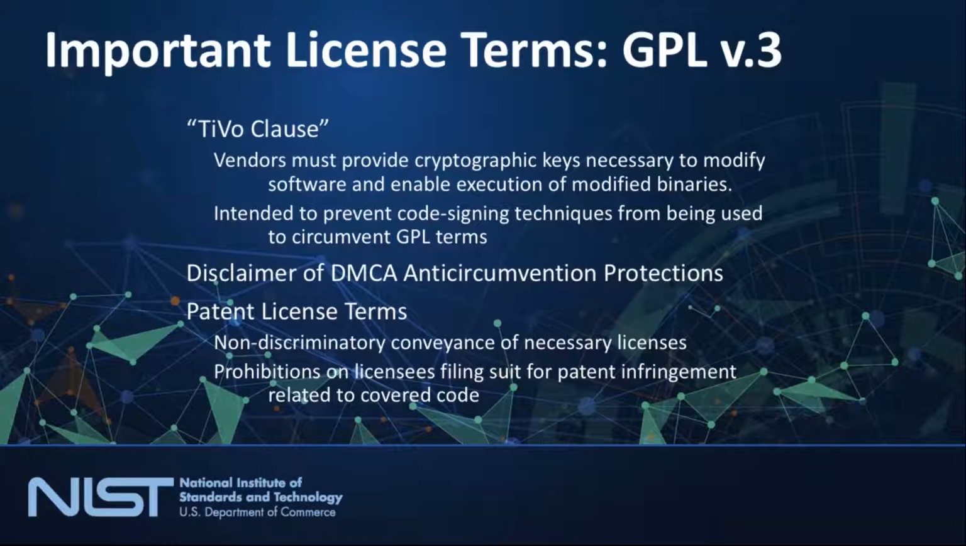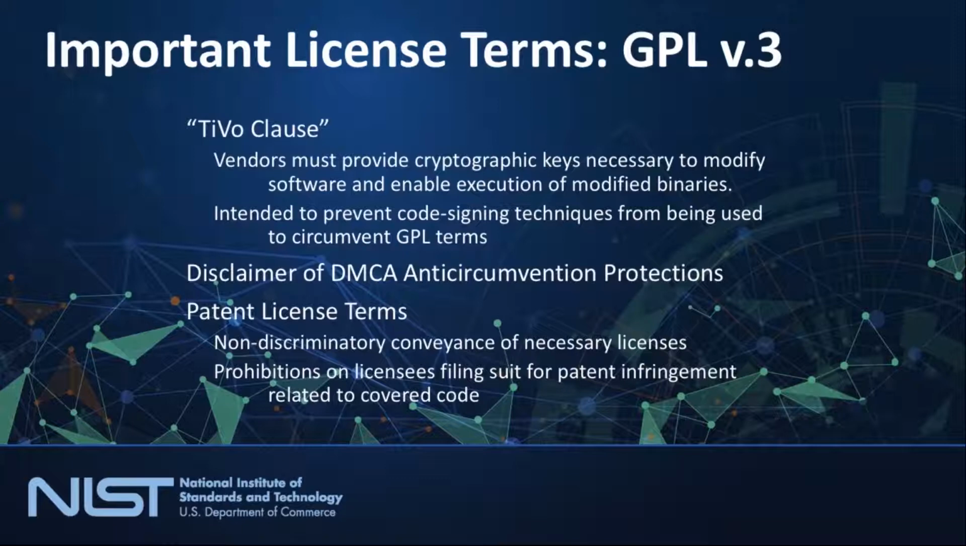There's another important license term, which is a disclaimer of the DMCA anti-circumvention protections. And so the Digital Millennium Copyright Act, if you're on the internet, has certain protections against anti-circumvention of the copyright holder's rights. And so under GPL v3, you have a disclaimer requirement there, and that might or might not be important. And then there are also patent license terms, non-discriminatory conveyance of necessary licenses and prohibitions against licensees filing suit for infringement related to the code. And we'll see that theme repeated a couple of times.